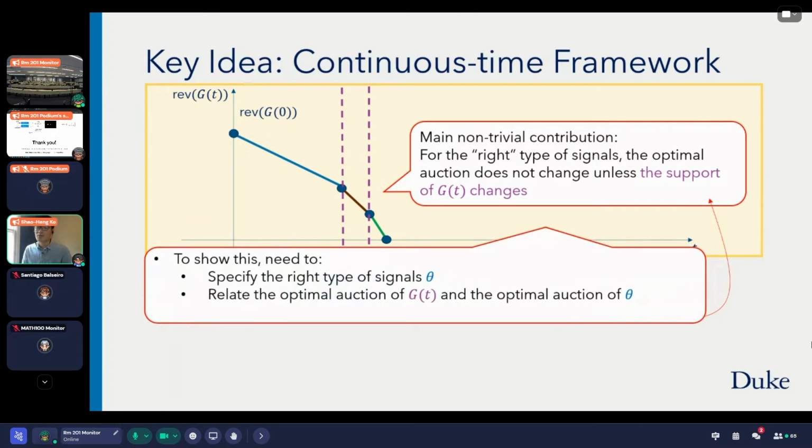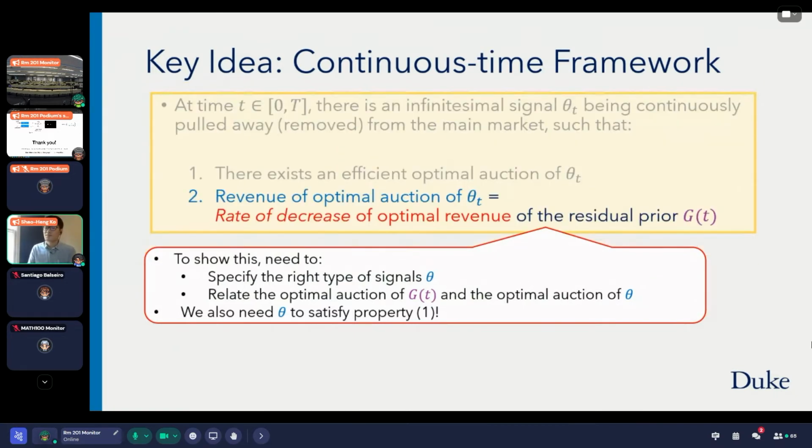So this allows us to break down the entire process into discrete portions, each with a fixed support set of the residual prior, and relate the two optimal auctions together. And of course, this is just part of the deal since we also need the optimal auction for the constructed signals to be efficient. So naturally, these two parts are setting dependent.